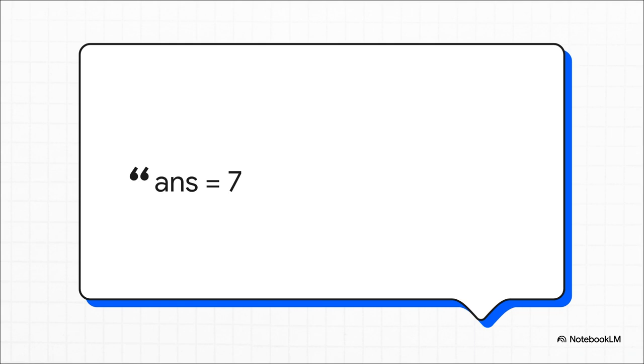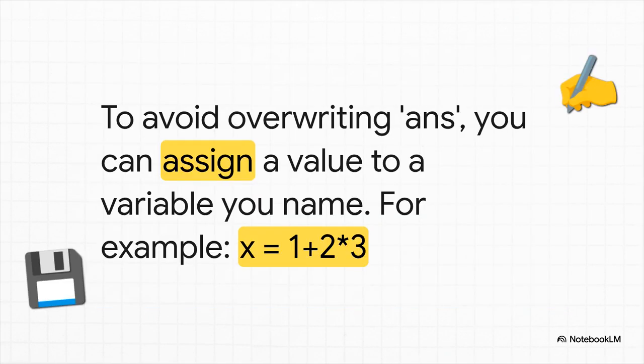Now notice this little ans thing. That's actually pretty important. Since we didn't give our result a specific name, MATLAB just says, okay, I'll store this in a default variable for you, and it calls it ans, which is just short for answer. Now, using ans is fine, but it gets overwritten the very next time you do a calculation. So to really save a result, we need to give it our own name.